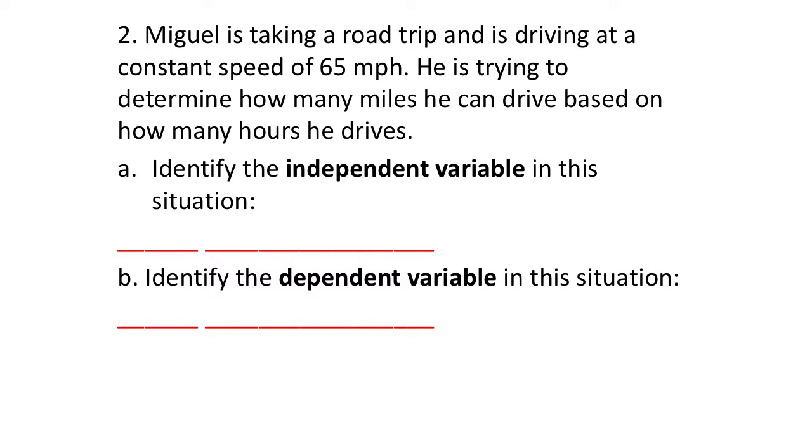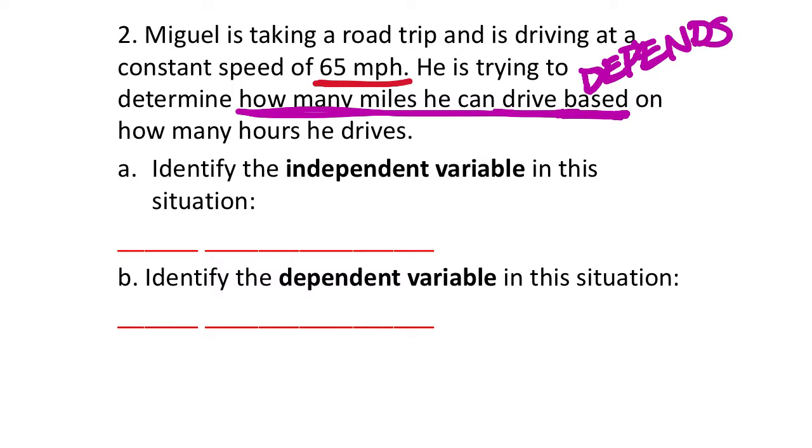So Miguel's taking a road trip and is driving at a constant speed of 65 miles per hour. He is trying to determine how many miles he can drive based on how many hours he drives. Now, we should be able to figure out the independent and dependent variables just from the rate it gave us, which in this case is the unit rate, 65 miles per hour. But if we didn't see that, we could just look for one of the main words which will tell us it's dependent. That's based in this case. So how many miles he can drive is based, which means it depends on something else. So how many miles he can drive is the dependent variable.